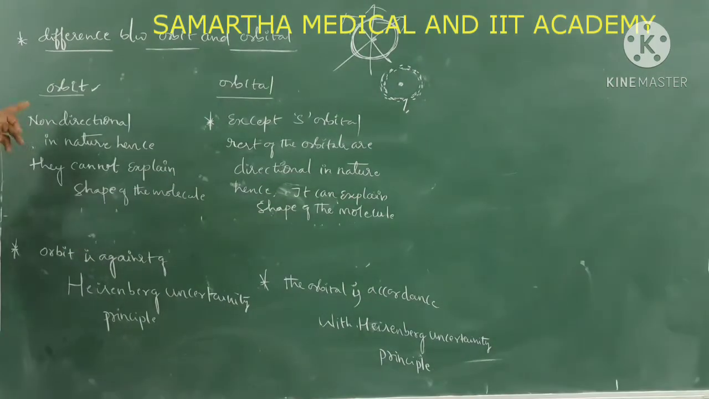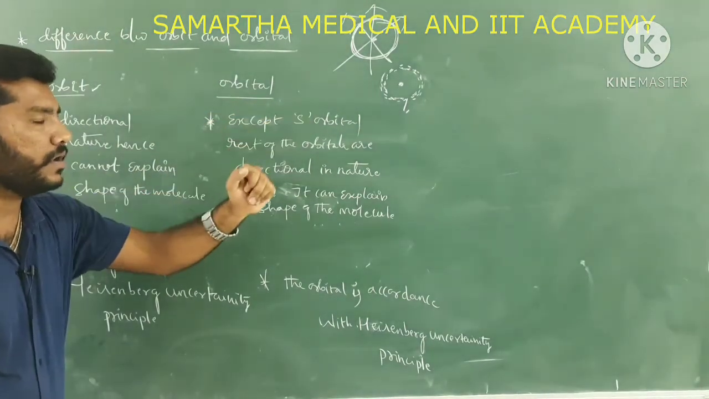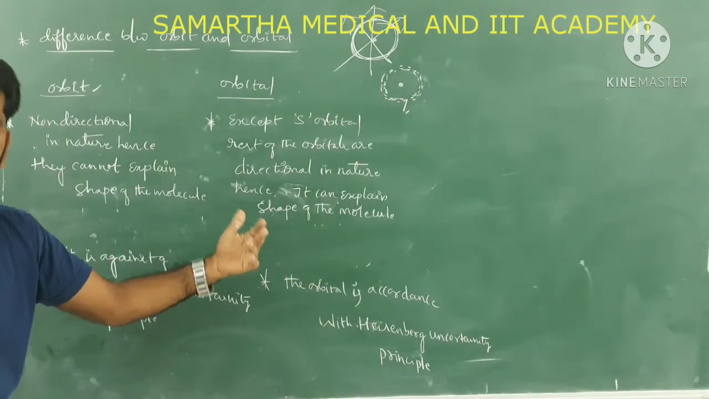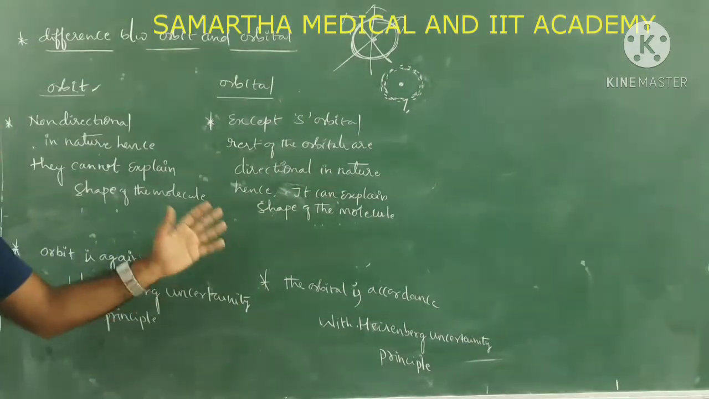And second one, orbit is nothing but a circular shape, and orbitals have different shapes, like S spherical, P dumbbell, D double dumbbell, and F complex shape. So we'll discuss that further.